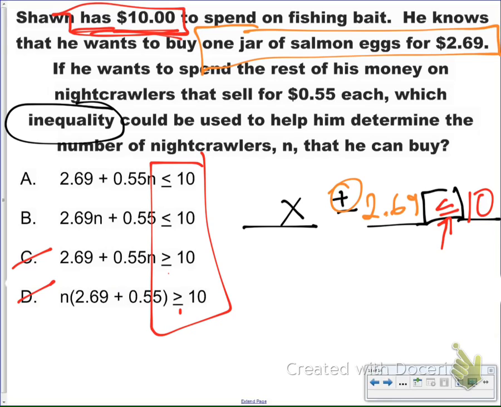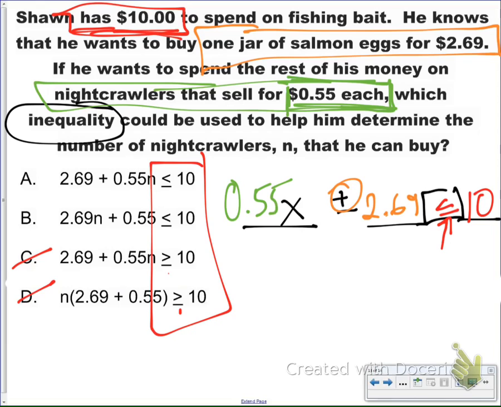Now, if I'm looking at my answer choices, I can already see which one it's going to be, but I want to finish this off. Okay, last thing I'm looking for in my equation is what's being multiplied. What am I doing multiple times? Well, if I look at my night crawlers, they sell for 55 cents each. That means if I buy one, I pay 55 cents. If I buy two, I pay $1.10. If I buy three, I pay $1.65. That means I am multiplying that one. Because I'm multiplying that, there's my number that goes with my x being multiplied.